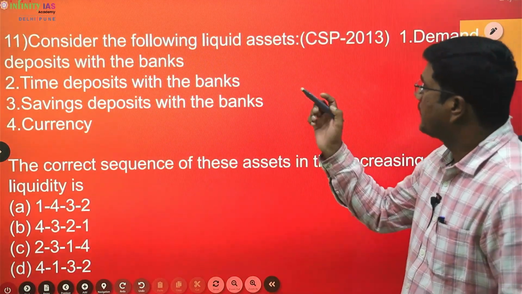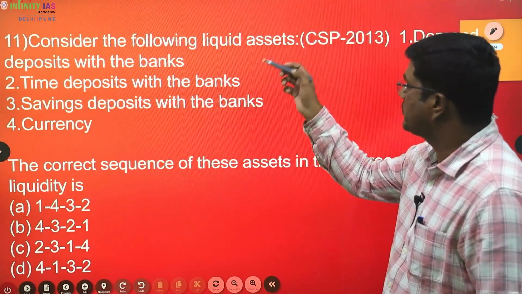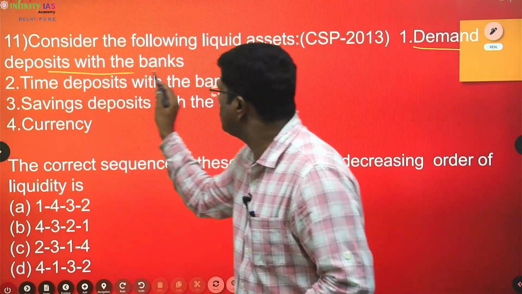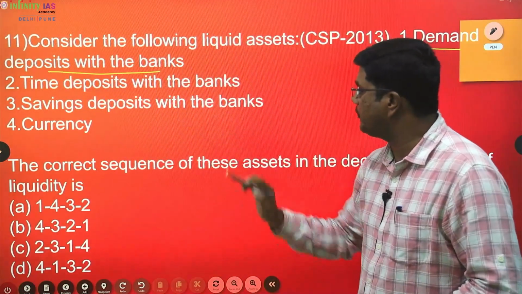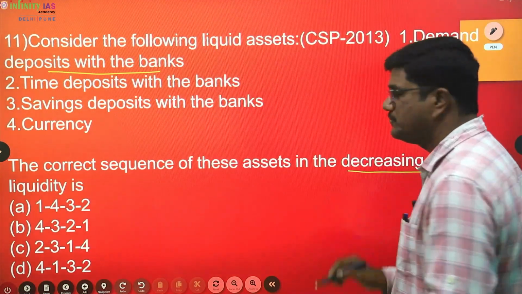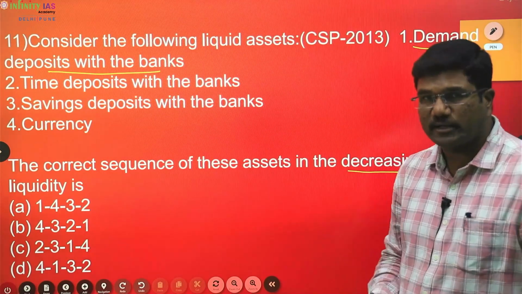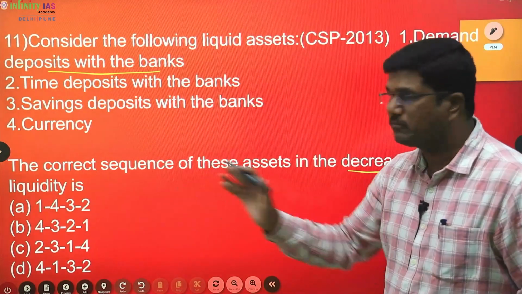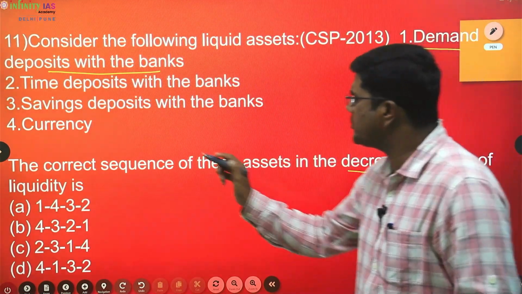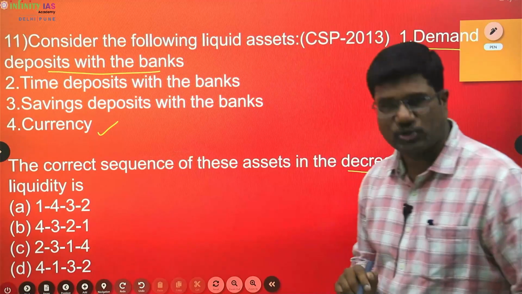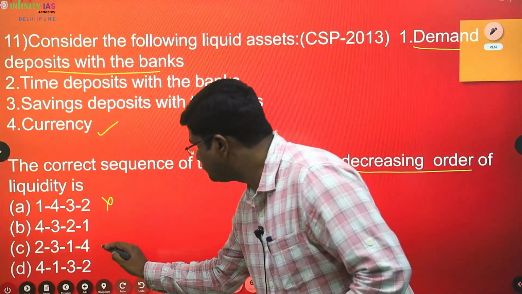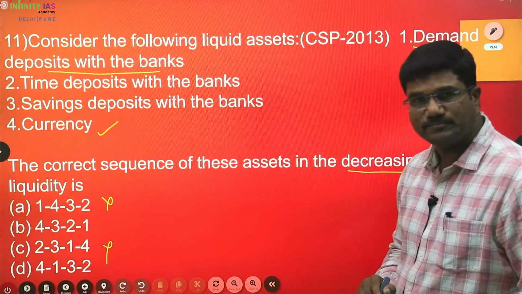Next, consider the following liquid assets. The first is demand deposits with banks, time deposits, then savings deposits and currency. The question asks for the correct sequence of these assets in decreasing order, meaning which has the highest percentage. If you analyze it carefully, you will understand that currency should have the higher proportion, and if that is the case, then you are left with option B and option D only.